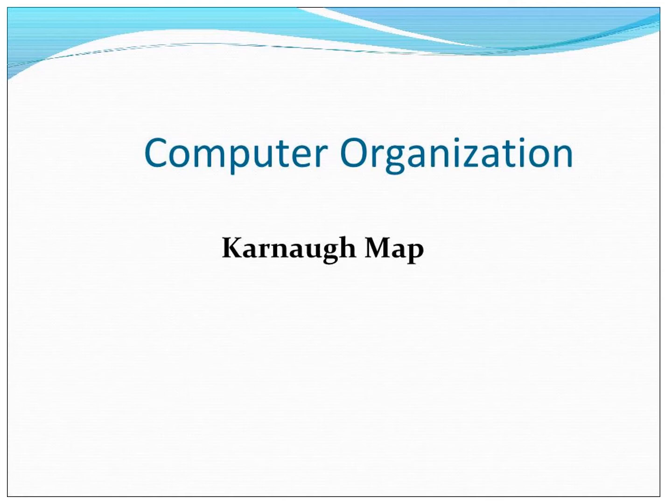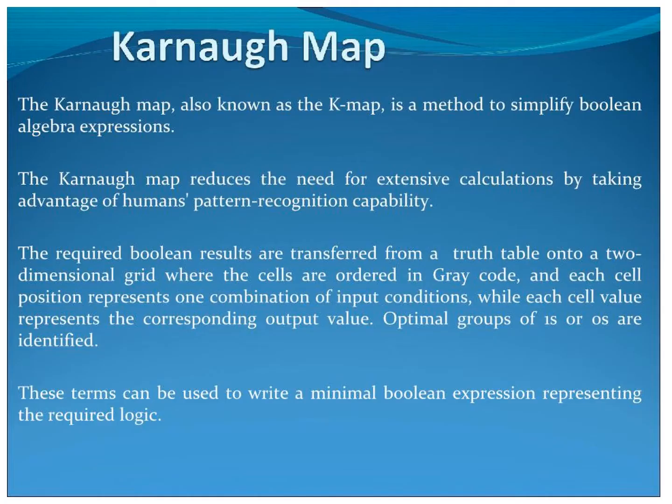K-map, the Karnaugh map. Karnaugh devised this K-map in the year 1953. It is a method to simplify Boolean algebraic expressions. The Karnaugh map reduces the need for extensive calculations by taking advantage of humans' pattern recognition capability.